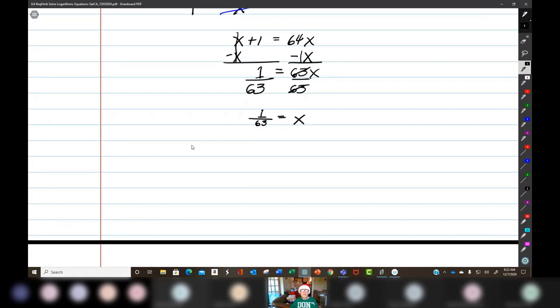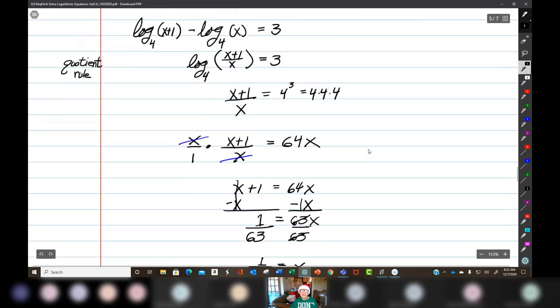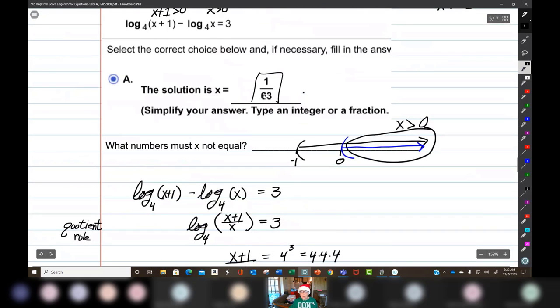63, which is positive. Therefore, it is acceptable because it's greater than 0. How do you know? Because it doesn't have a negative sign in front of it. So it's going to be in this group of numbers strictly greater than 0.